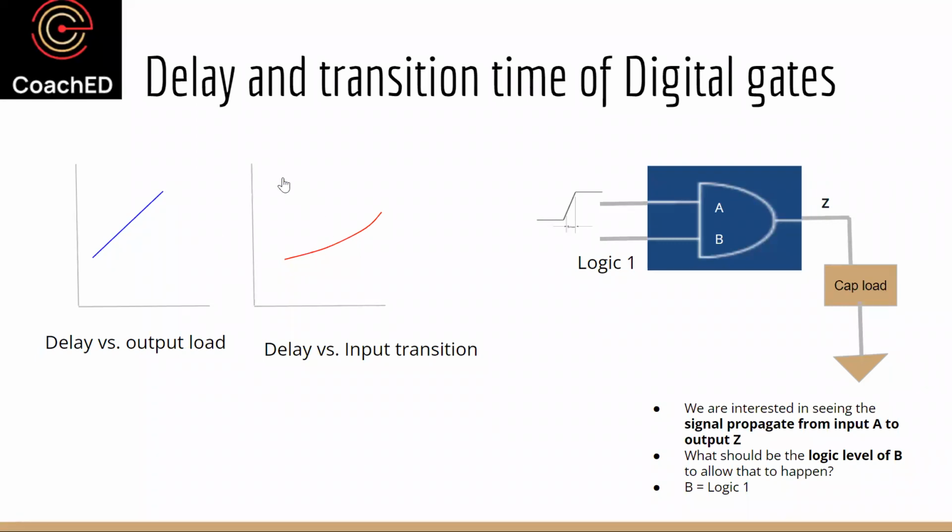And similarly, if you fix the output load and change the input transition, let's say from a very small value to very large values, what you're going to see for a reasonably large range of input transition is this: the x-axis again is input transition being varied, the y-axis is output delay. For a large range of input transitions, the delay is almost a straight line. But once you go beyond certain transition values, there's going to be slight non-linearity, and the delay starts increasing faster.